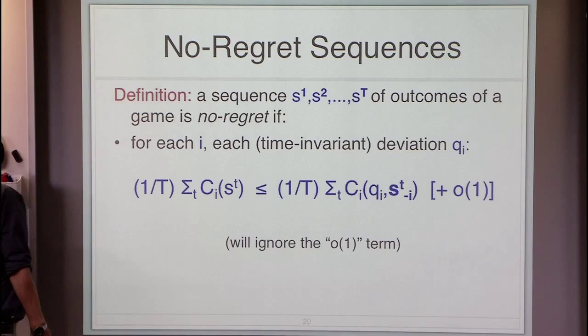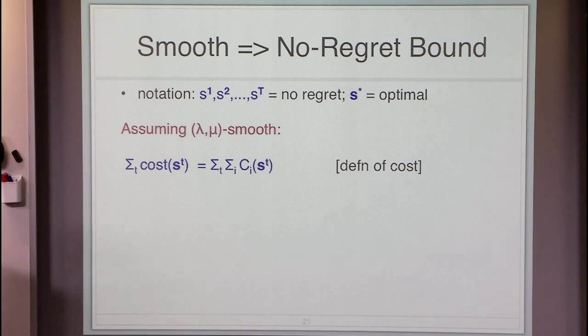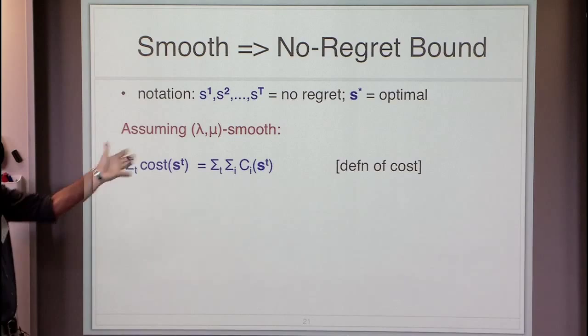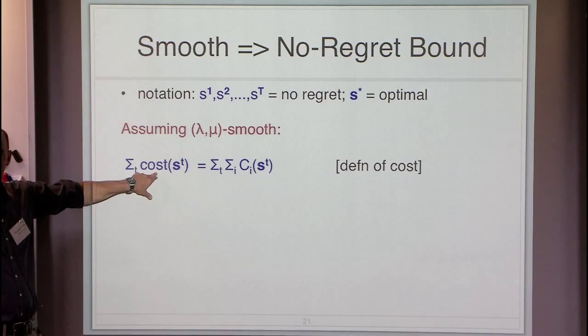Okay, so this is a theorem where once you have the definitions, the proof just writes itself. You really just follow your nose, and you don't even ever have to do any algebra. So we have a lambda-mu smooth game. We have a no-regret sequence, S^1 through S^T. Let's prove a bound of lambda over 1 minus mu. Let me just multiply through by capital T to save notation. So we're summing over the days. We look at the joint cost on day t, which we expand over the players just like we did at the beginning of the talk.